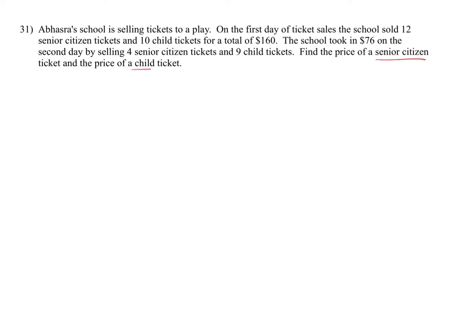So you can say S for senior citizen, C for child, it doesn't matter. You can say x for senior citizen, y for child, as long as you note somewhere on here which variable represents what. And then you're going to set it up based on the sentences above it. They sold 12 senior citizen, that's 12x. And they sold 10 child, that's 10y. $160, right? The next day they sold 4 senior citizen, 9 child tickets for $76, right?